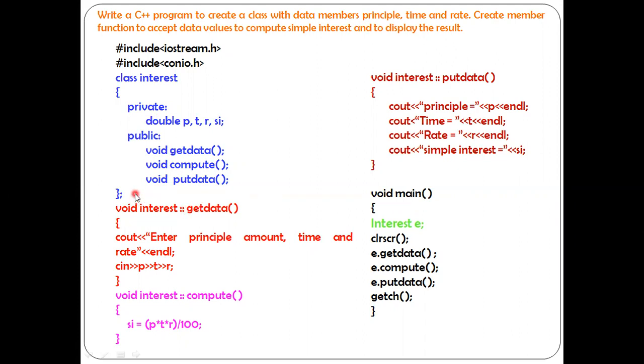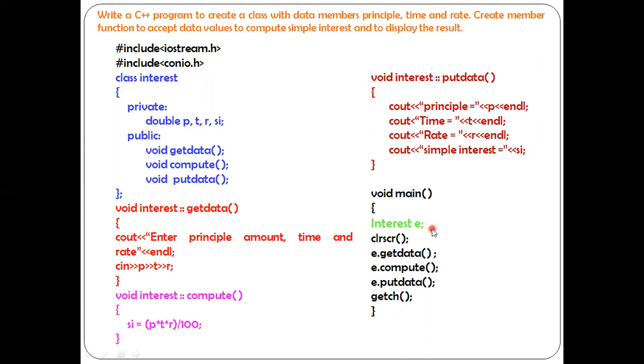In order to define outside the class, one has to make use of an operator called as a scope resolution operator. Most of them are aware of. So a C++ program execution starts from which line? Void main function. There you can see here, void main function, open flower bracket. So this line, which is marked with some green color, Interest E. Interest is the name of class.